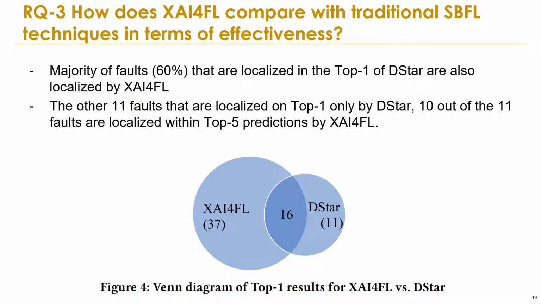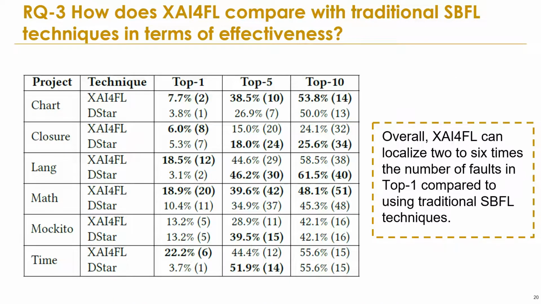We also found that the majority of faults that are localized in top 1 by D-star are also localized in top 1 by XAI4FL. Of the other 11 faults that are localized in top 1 only by D-star, 10 out of the 11 faults are localized within the top 5 predictions by XAI4FL. The detailed results per project show that overall XAI4FL can localize 2 to 6 times the number of faults in top 1 compared to using traditional SBFL techniques.